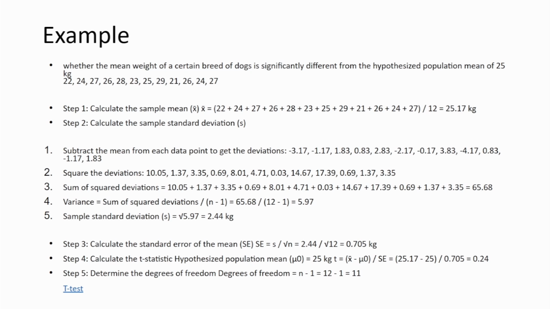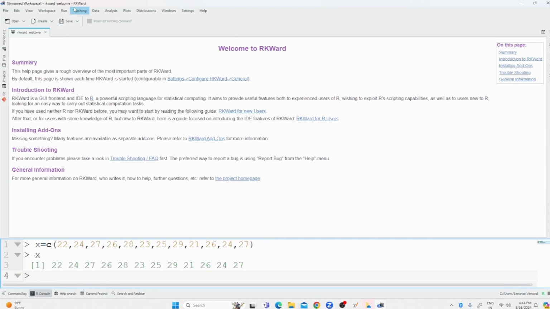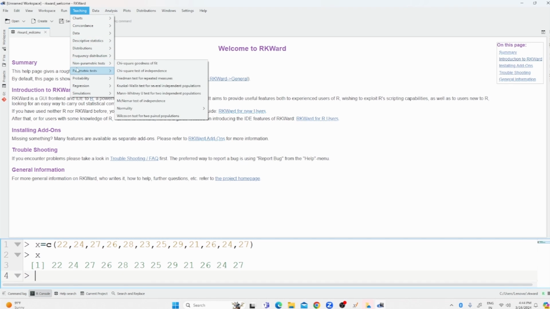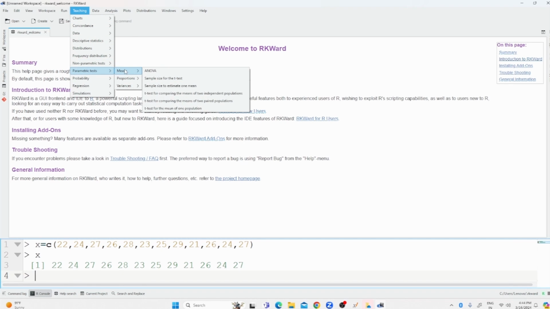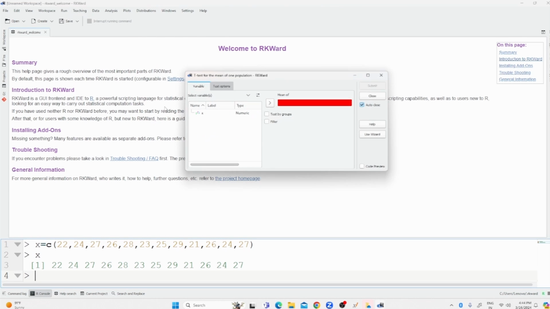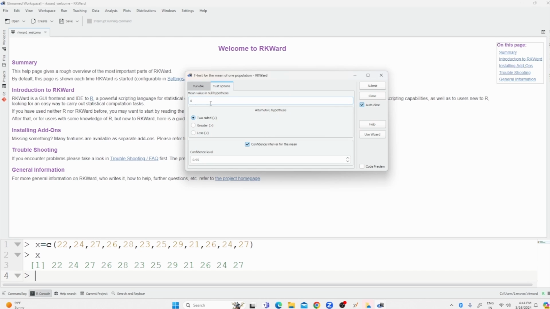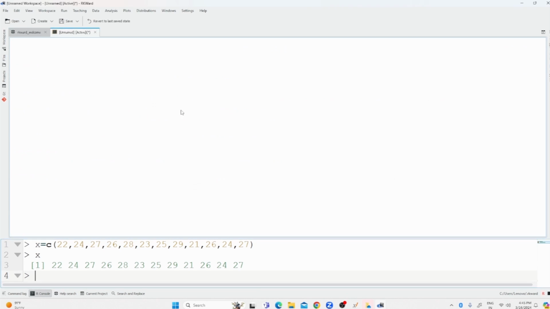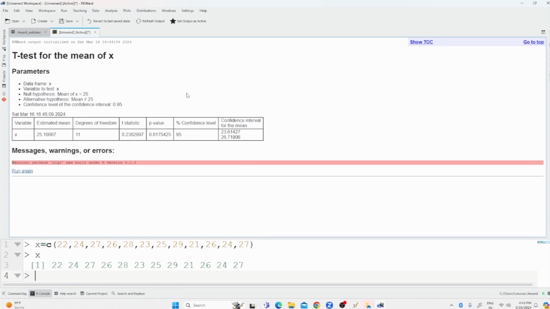So now what do we do? Please pay heed here, we go for teaching, then we go for parametric test, then we go for test of means, then we go for one population. Now here we select x, and here we will enter 25. This is what we are checking. It is a two-sided test and we submit it. Now please see here what happens.